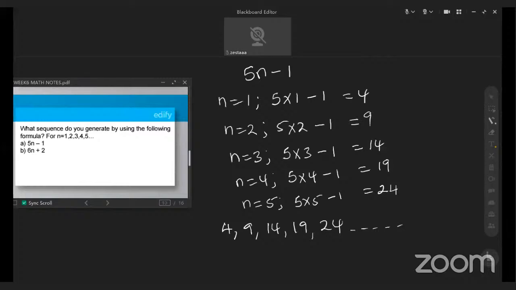The only thing we are varying here is this n. You see that it is only our n which is varying. The rest are constant. The 5 is constant, the minus 1 is constant, while the n keeps on varying.